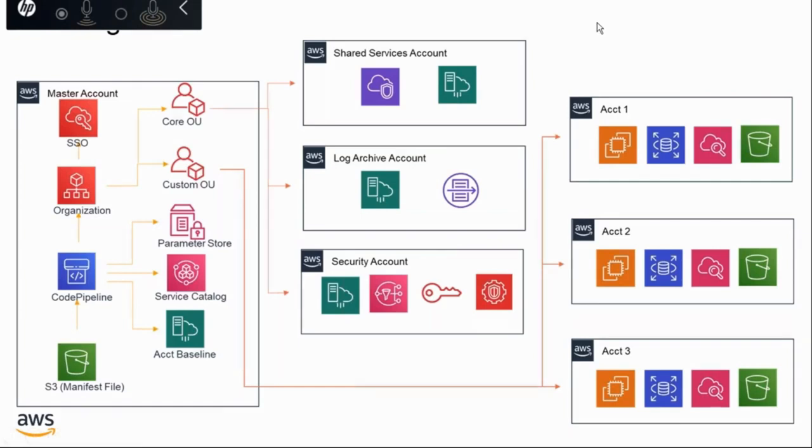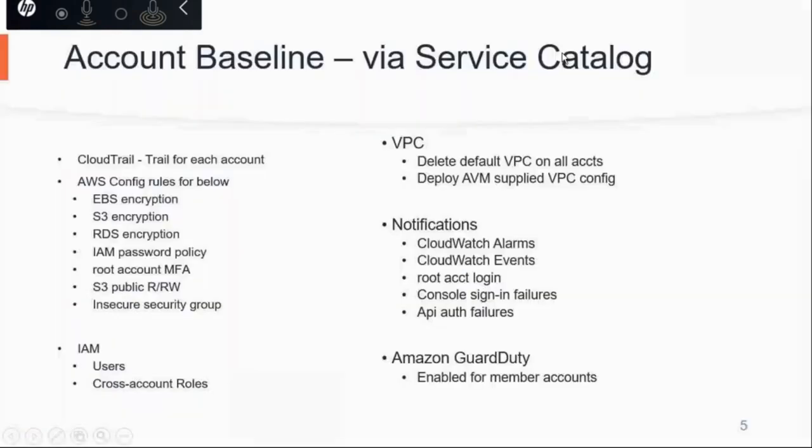Right, so let me go to the next screen. When you say account baseline, what does Control Tower do? Automatically it enables CloudTrail for all the accounts. And Config, it will create Config rules to monitor the EBS encryption, S3 encryption, RDS encryption. Suppose you are missing anything, or if you disable anything, it will trigger an alert.